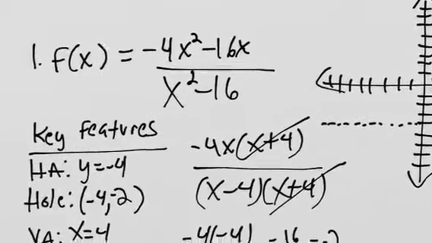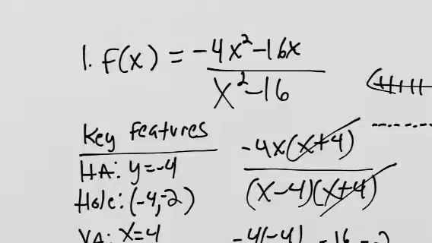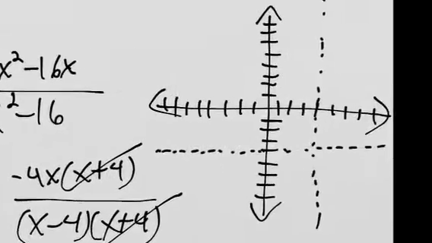Really quick, let's make sure we understand this horizontal asymptote, -4. It's -4 over 1, so -4 divided by 1 is just -4. Okay, so there's an invisible 1 out here. Okay, so now let's sketch in our zeros.